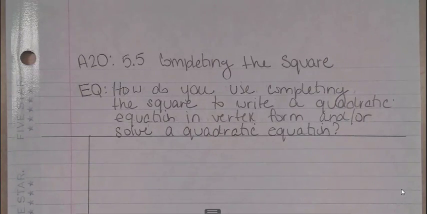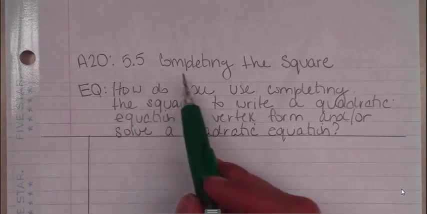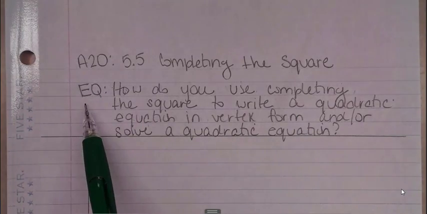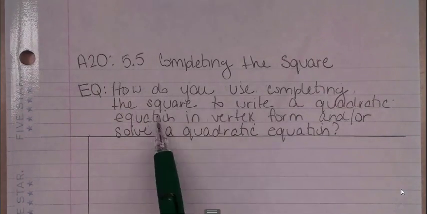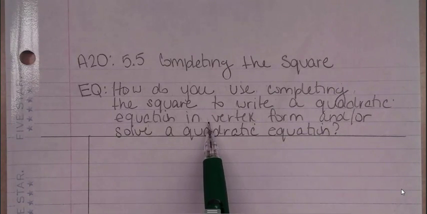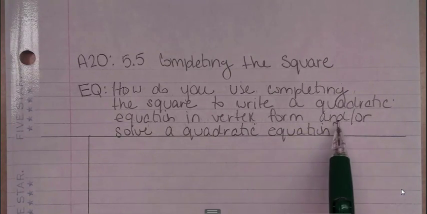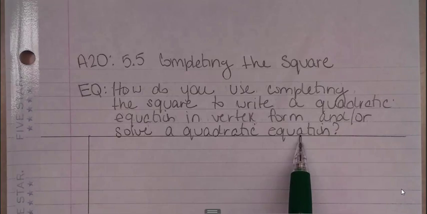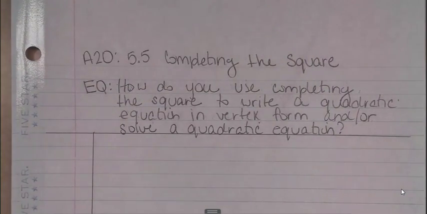All right, assignment 20, 5.5, completing the square. Your essential question: how do you use completing the square to write a quadratic equation in vertex form and/or to solve a quadratic equation? Okay, so two questions here really.